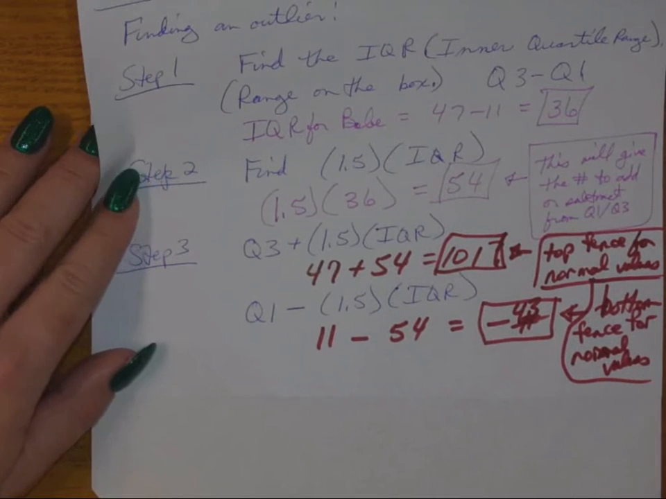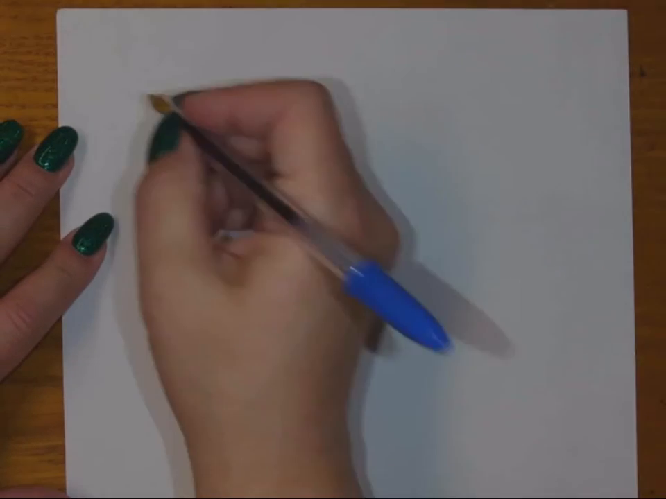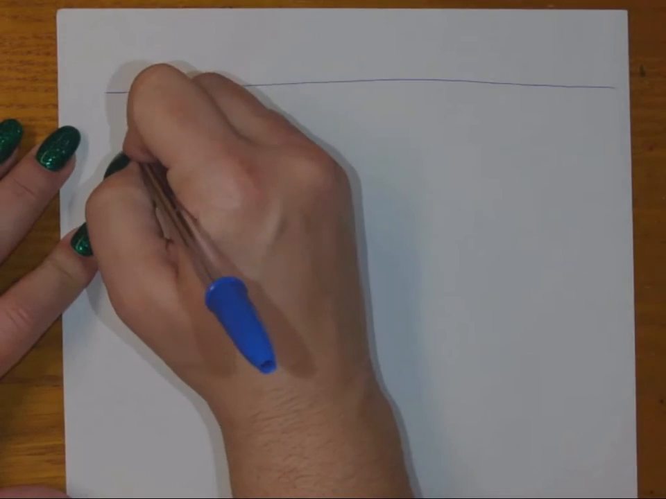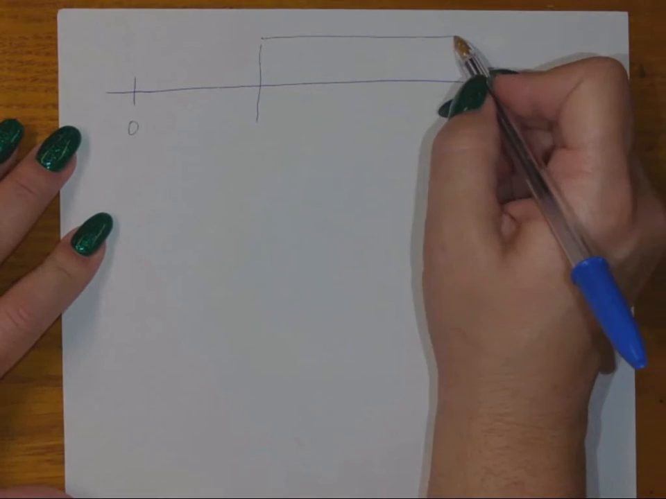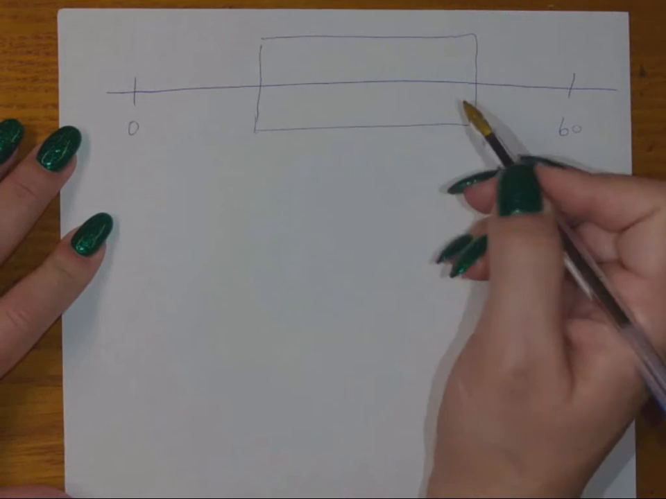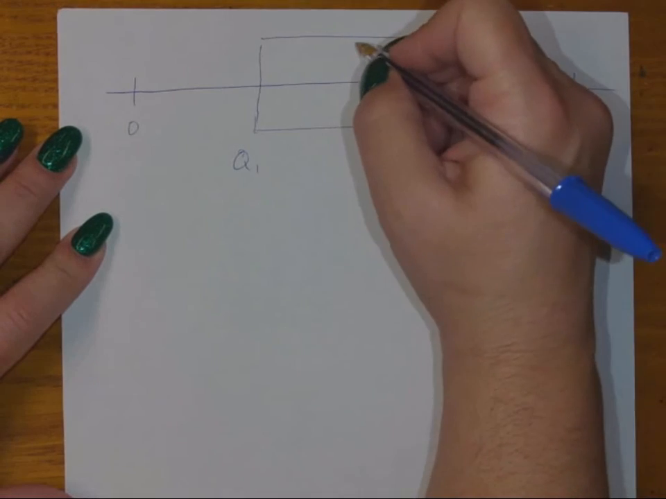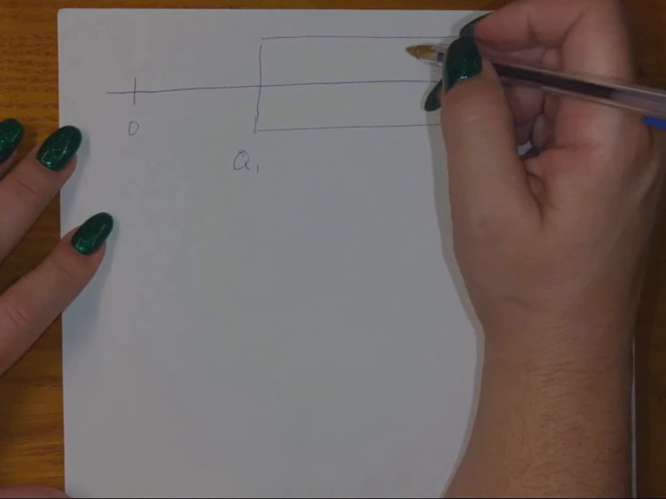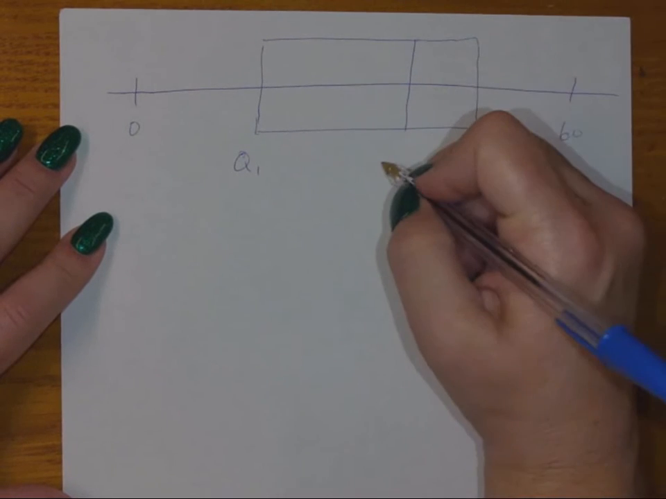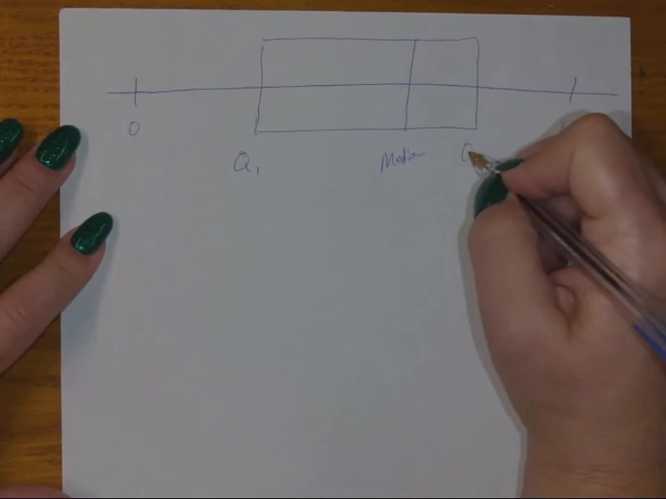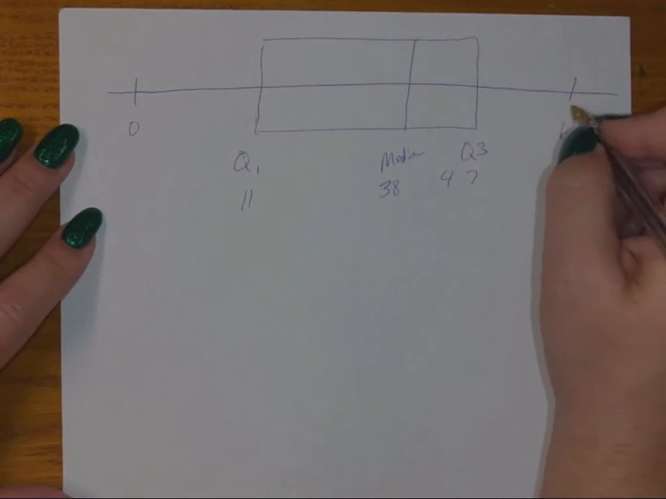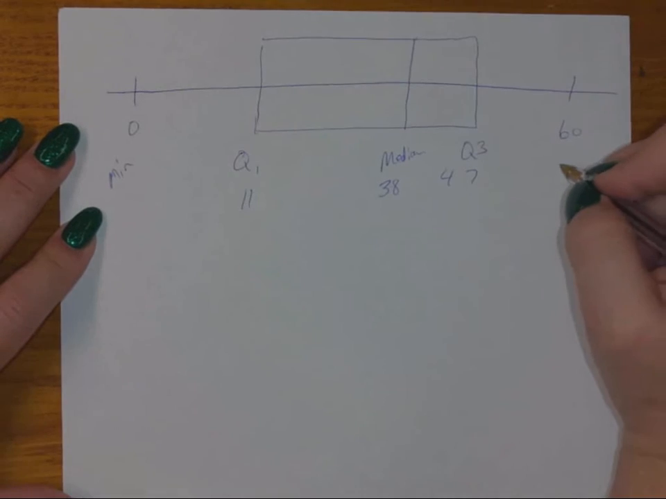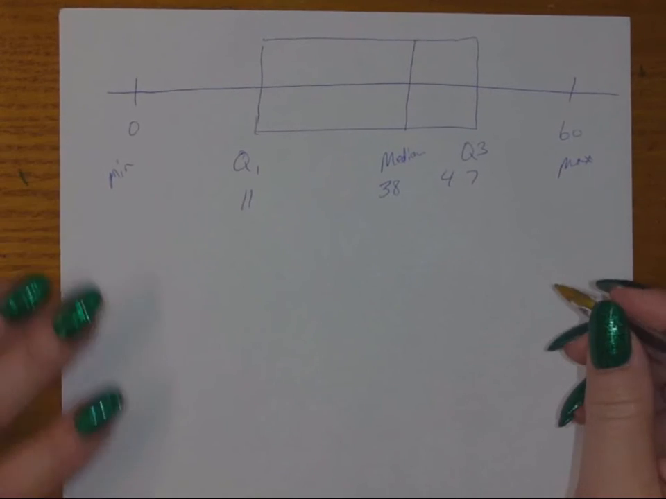Okay. So let me do just a real quick mock-up of what this is going to look like. In here I have Babe Ruth. He's got a 0 here, he's got a 60 here, and somewhere in the middle he's got a box that looks something like this. Here was his Q1, here was his median, and here was his Q3. This is an 11, this is a 38, this is a 47, this was his minimum, this was his maximum. So that's what his box and whiskers looked like before, right?